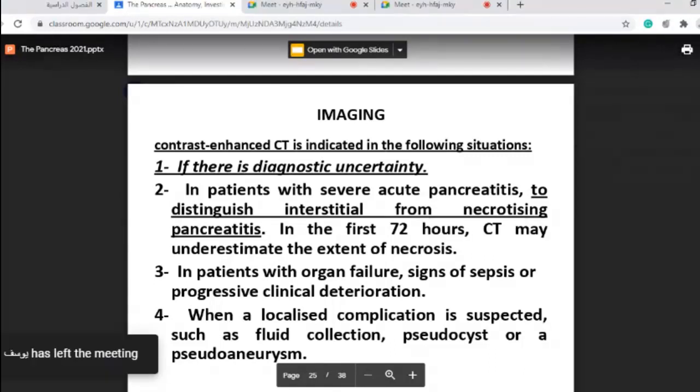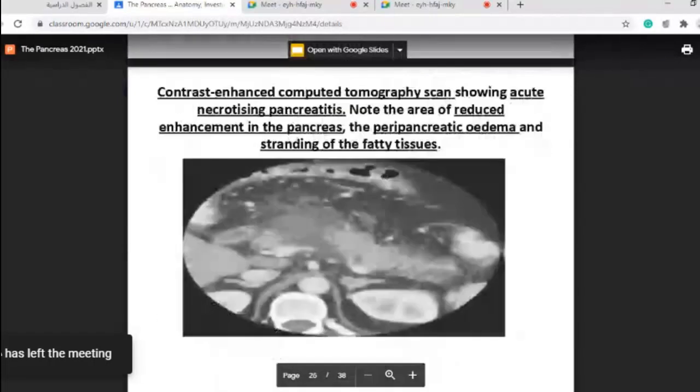And number three, patients with organ failure, maybe signs of sepsis or progressive clinical deterioration. Also, when a localized complication is suspected, such as a fluid collection, or pseudocyst, or pseudoaneurysm, in these conditions we need a contrast enhanced CT scan study for assessment of the severity of acute pancreatitis.